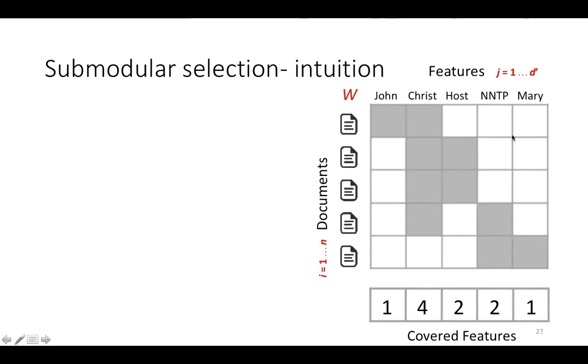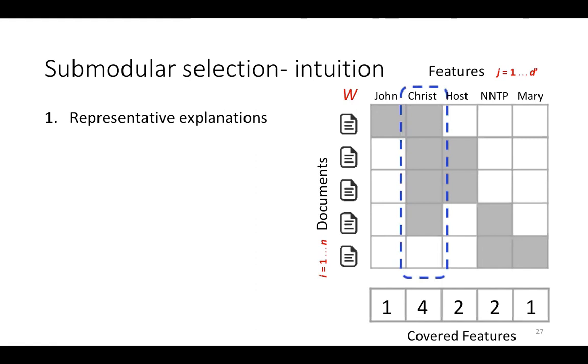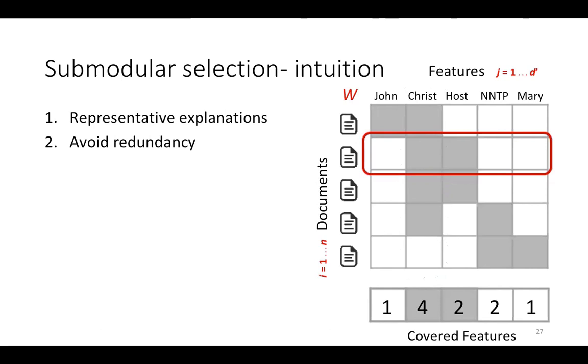So typically, when we select something, the submodular selection should ensure more representative explanations. For instance, we should be incorporating Christ into our explanation. That is the most prominent observation that one makes from this matrix. And then after we have done so, we try to avoid redundancy as much as possible. Okay. So in this particular case, one could go ahead with choosing this instance.